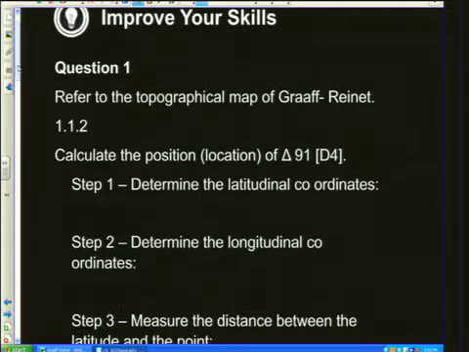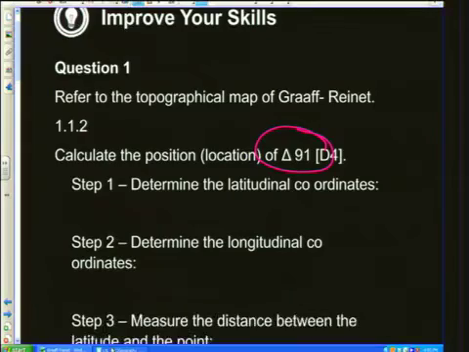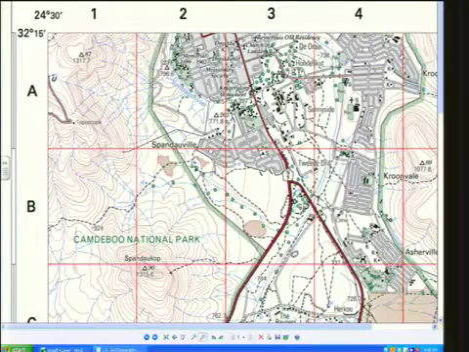Note this next example, trig beacon 91, and I'm going to quickly go through this. Remember, trig beacon 91 is in block D4. So let's go back to block D4.